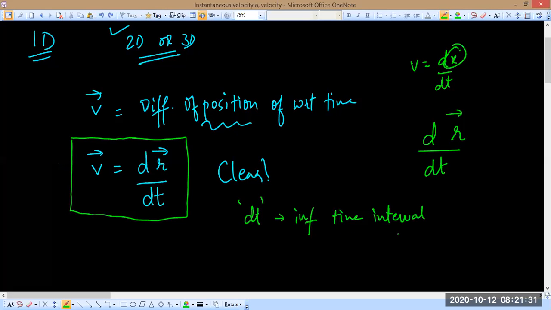dt is infinitesimal time interval. Time interval is a scalar. I hope all of you remember that.